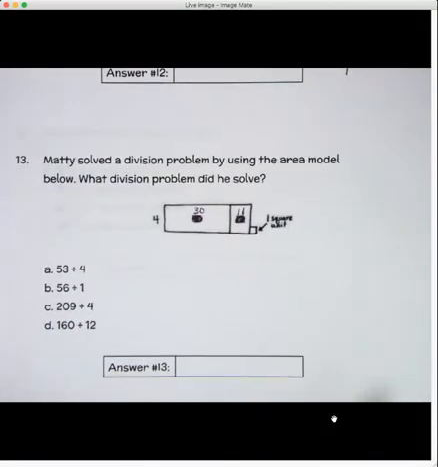All right, here is the area model for division. Maddie solved a division problem by using the area model below. What division problem did she solve?